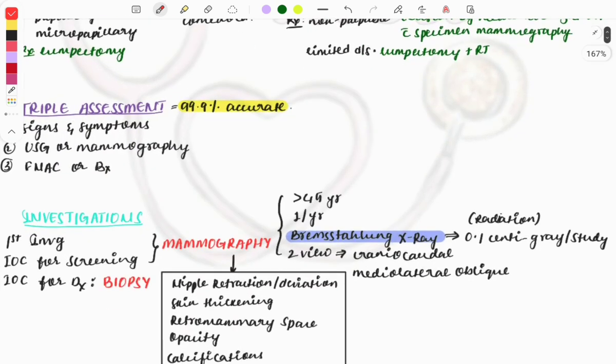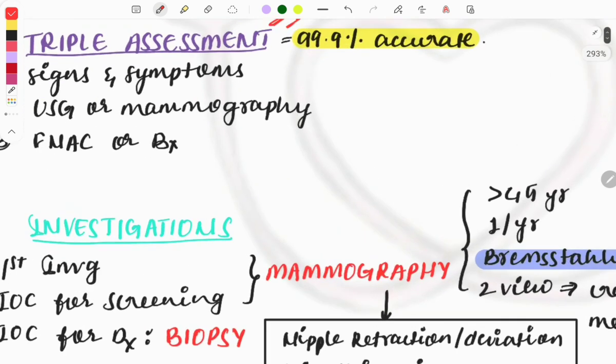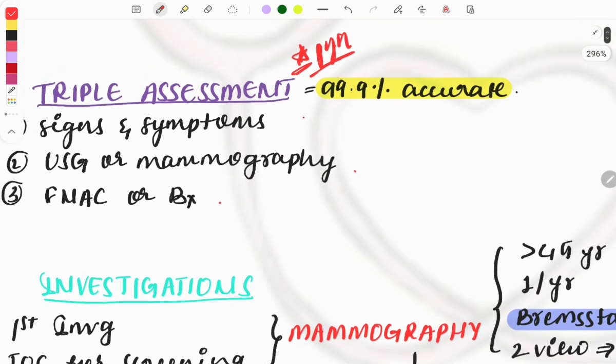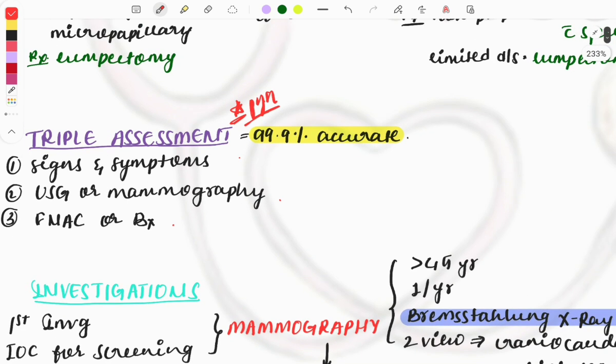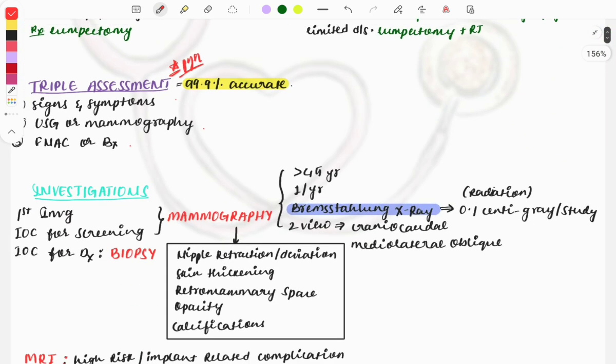Microcalcification, so this is important because questions have been asked on this. So this was a complete PYQ, because as you can see here, three options, 1, 2, 3, so they can ask all of the following except kind of questions in case of this triple assessment. Okay, and it is 99.9% accurate.